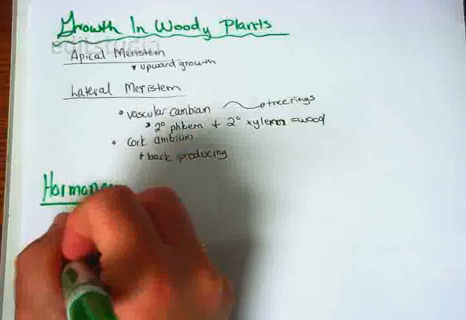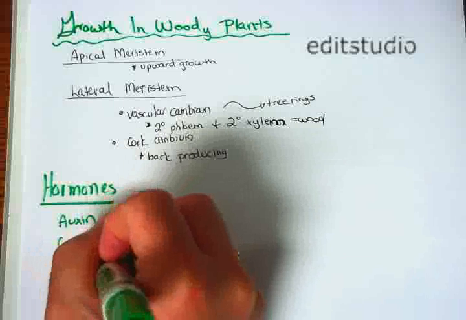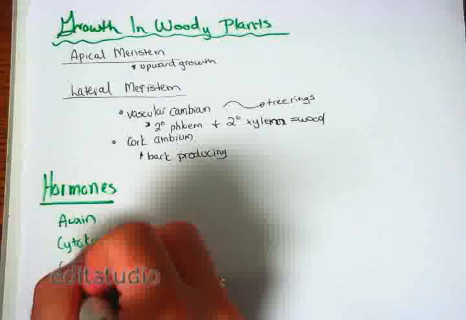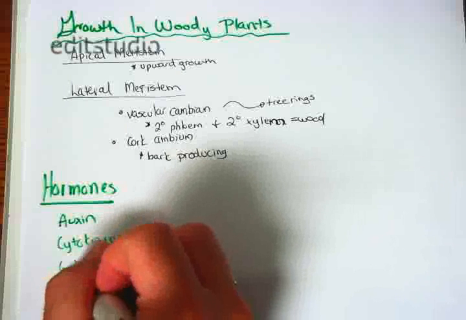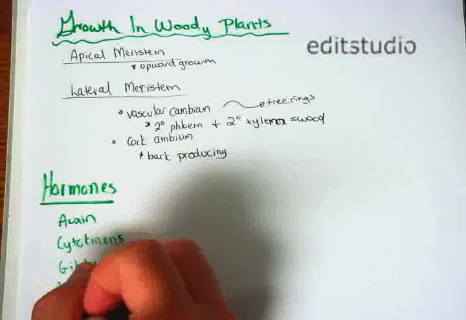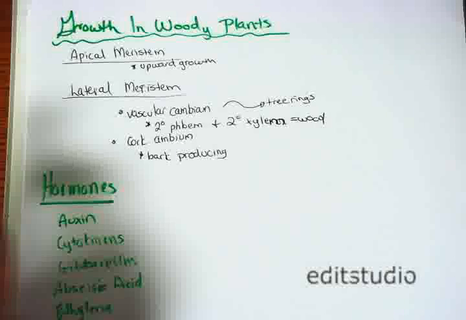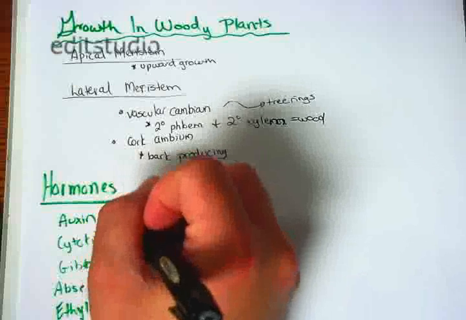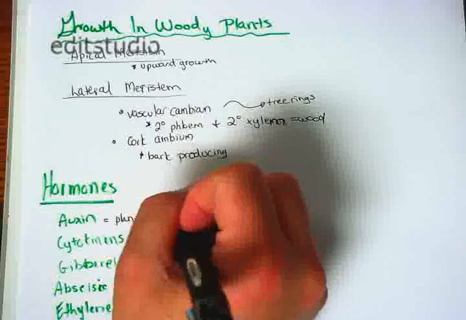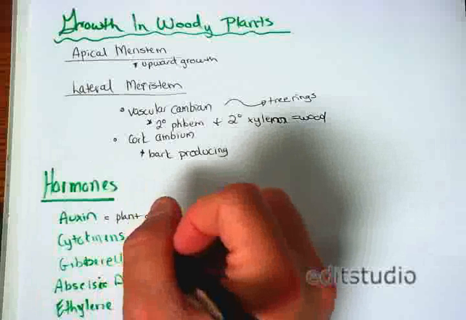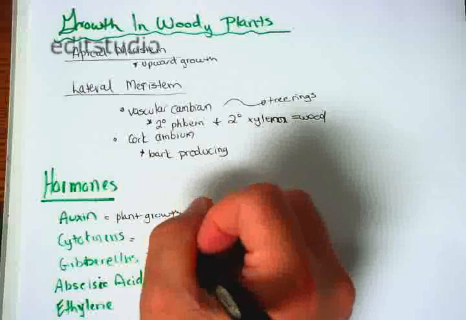There's gibberellin. There's abscisic acid. And there's also ethylene. I feel like I'm missing one now. Auxin is basically for general plant growth. For me, whenever it says the plant's growing, this is the go-to answer, auxin. It could be growth in a variety of different spots. Cytokinins are going to be about making new cells, so it's going to be about cell reproduction.